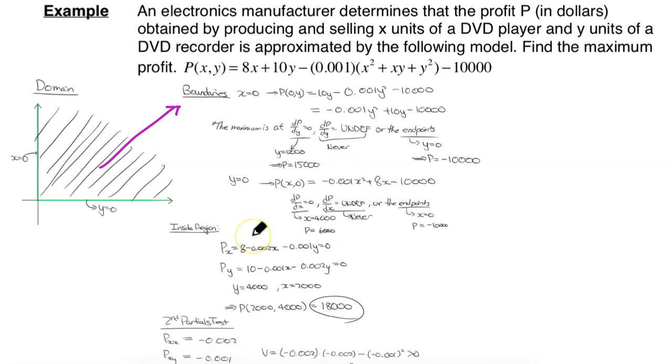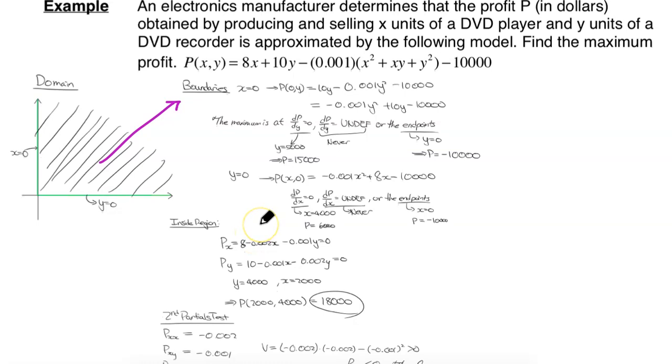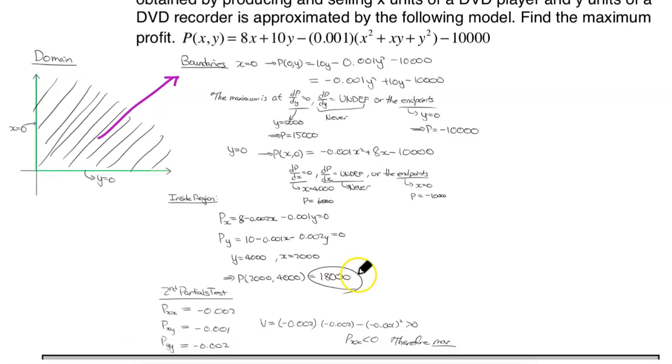So the inside region, we want to set the two first partial derivatives equal to 0. Straightforward calculation to find the first partial derivatives. We set that equal to 0. We solve a small system of linear equations, and we find y equals 4,000, x equals 2,000. And in that case, the profit is 18,000. Clearly, it's better than 15,000 and it's better than 6,000, so we found a maximum.